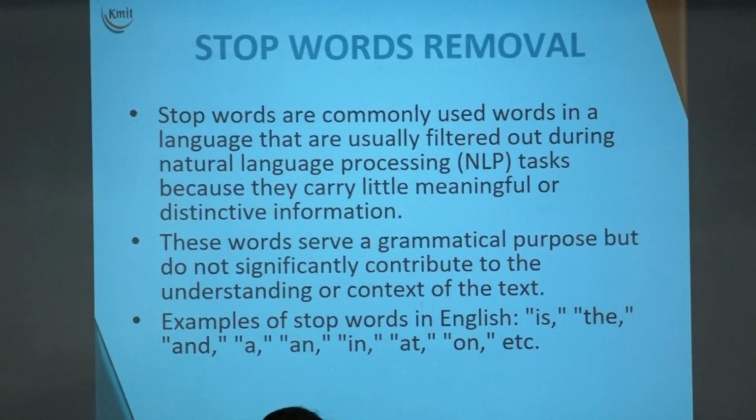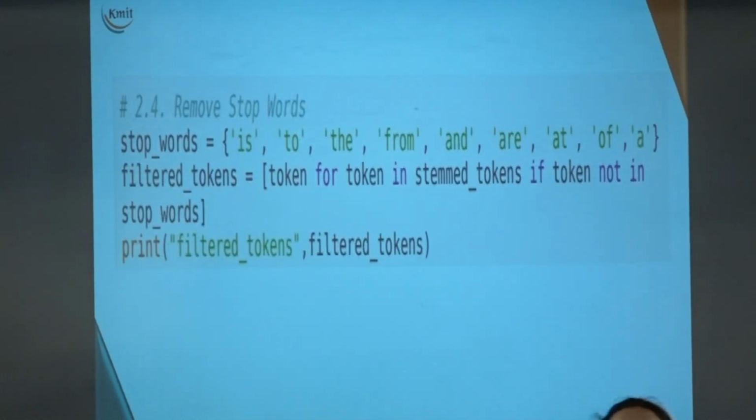Okay, clear enough? So what I am going to do here, again tomorrow you will create your own set, I am telling you. Create your own set of stop words. List of suffixes, dictionary of lemmas, set of stop words, you must remember this, otherwise tomorrow you won't get the output, okay? So now what you have got is this. You will remove these stop words. I have chosen it, is, to, the, from, and, are, at, of, a. So all these are my stop words and I want to get my filtered tokens out of it.